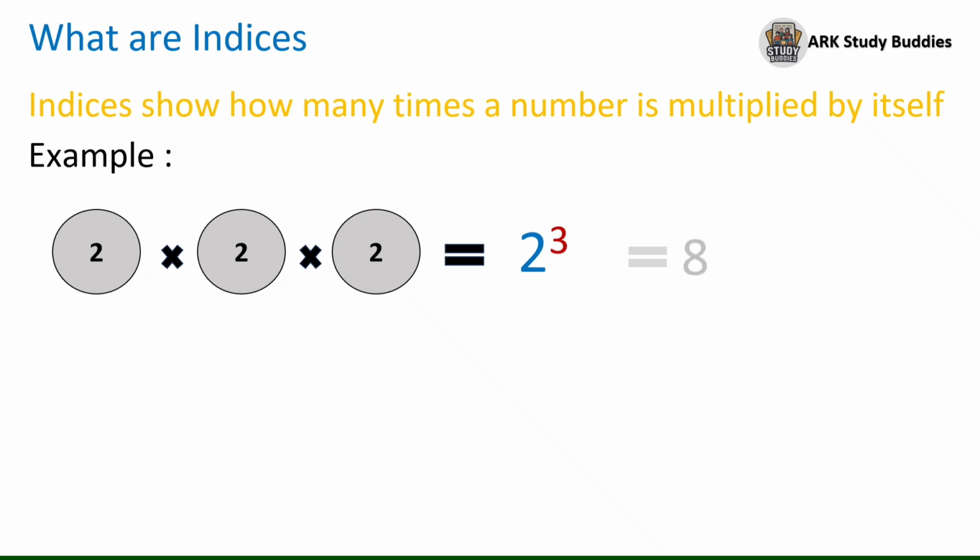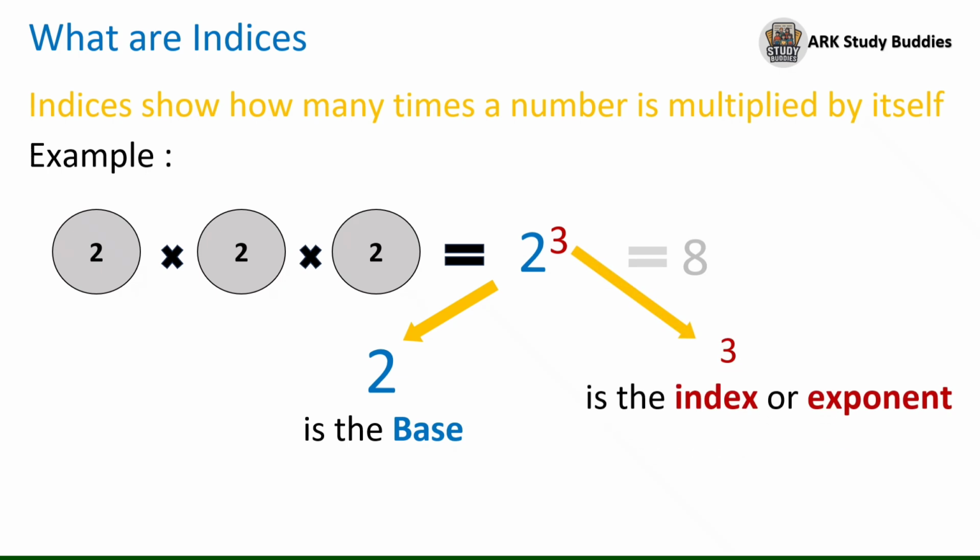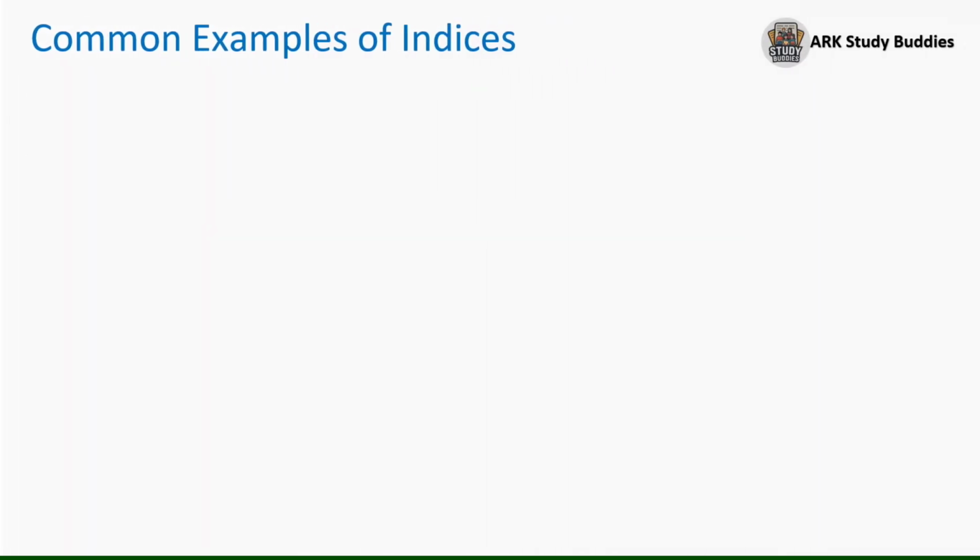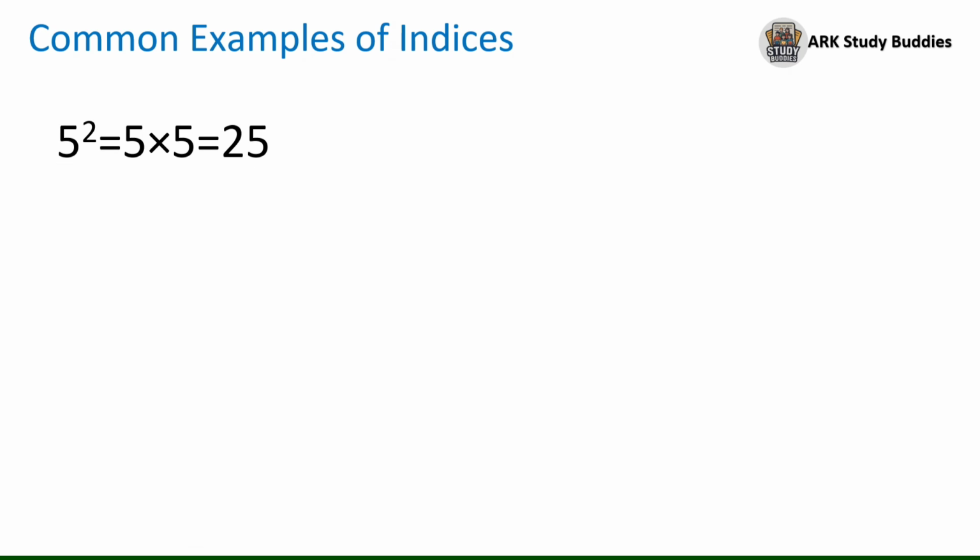So let's understand what is 2 and what is 3. So 2 is called the base, 3 is called the index or exponent. Let's take some common examples of indices. 5 squared is equal to 5 into 5, that equals 25. One more example, 10 to the power of 1, that equals 10.